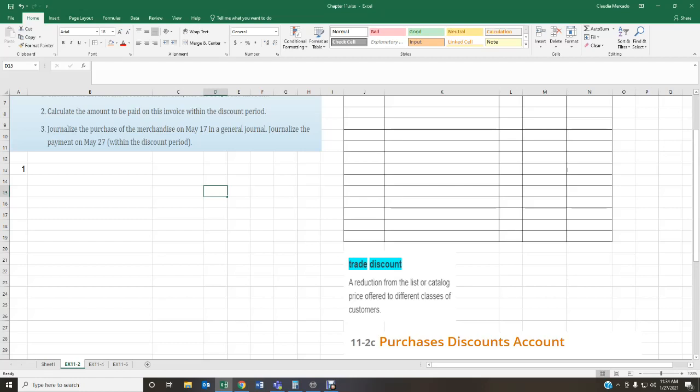Okay, but trade discounts vary by the customers. Okay, they're offered to different customers. They're not offered to everyone, and it varies. So the customer is being told, look at the list or catalog price, and based on that, this is the discount that I'm offering, and it's specific to the different classes of customers that each company has.